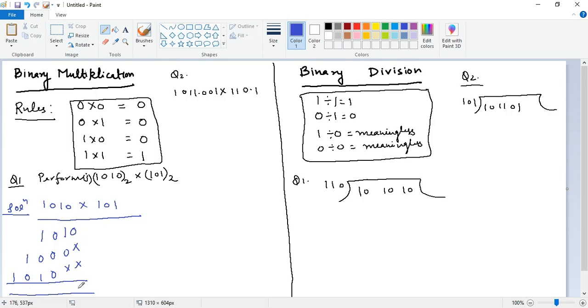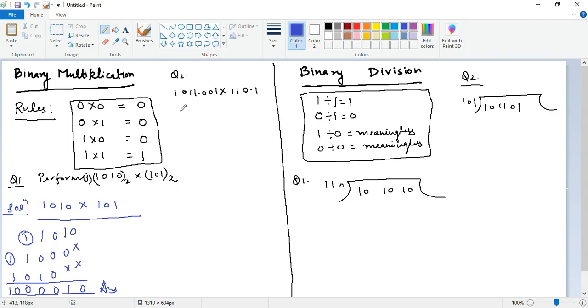Here, 0, 1 plus 0 means 1. 0 plus 0 plus 0 means 0. 1 plus 0 is 1. 1 plus 1 means 10. So we will take 0 as a sum and here a carry is generated. 1 plus 0 is 1. Then this carry will be added. So 1 plus 1 is 0 with carry 1. 1 plus 1 means 10. So this will be the answer of this product.